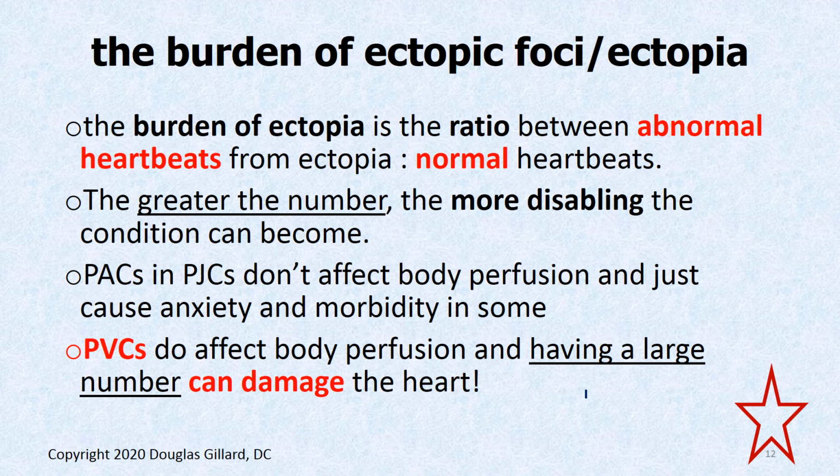The concept of the burden of ectopic foci. The burden of ectopic foci could be defined as the ratio between abnormal beats from the ectopic focus versus the normal beats. So the greater that number is, the more disabling the condition can become, especially if we're talking about premature ventricular contractions, because if you have a PVC, you are not ejecting blood out of the heart. So that ain't a good thing.